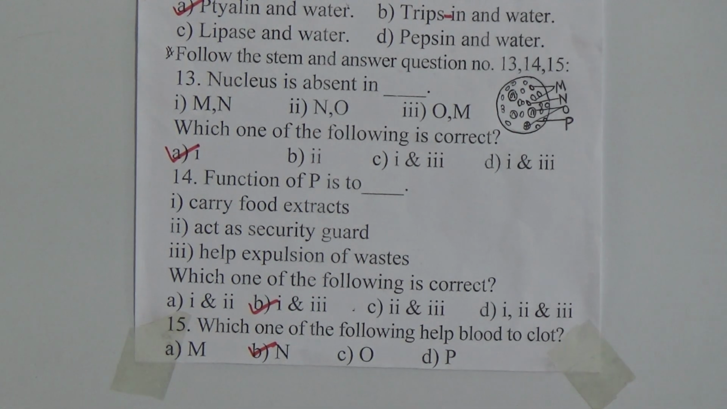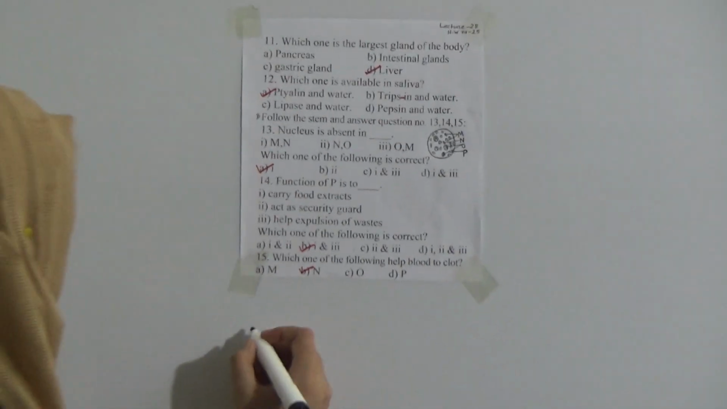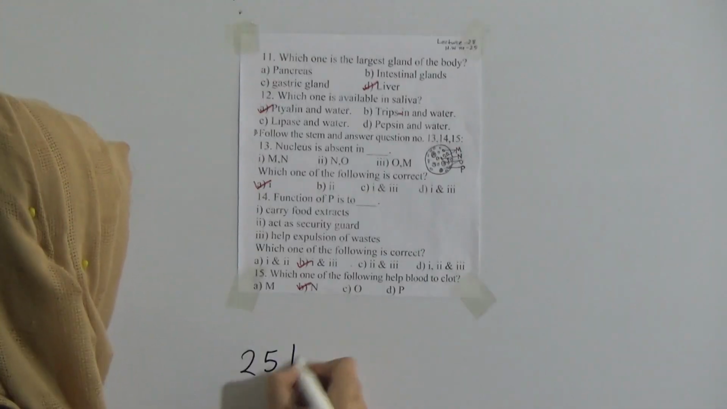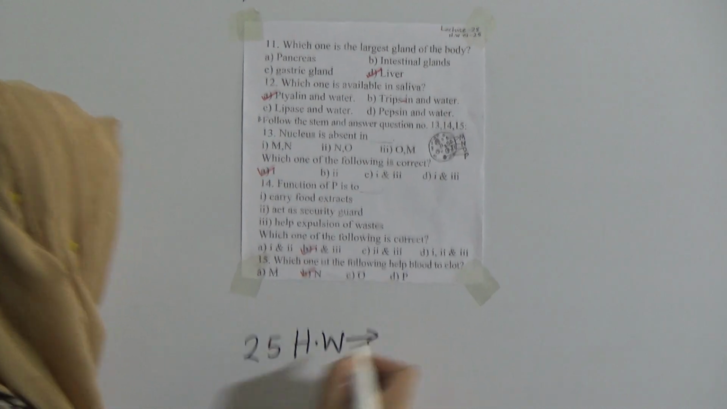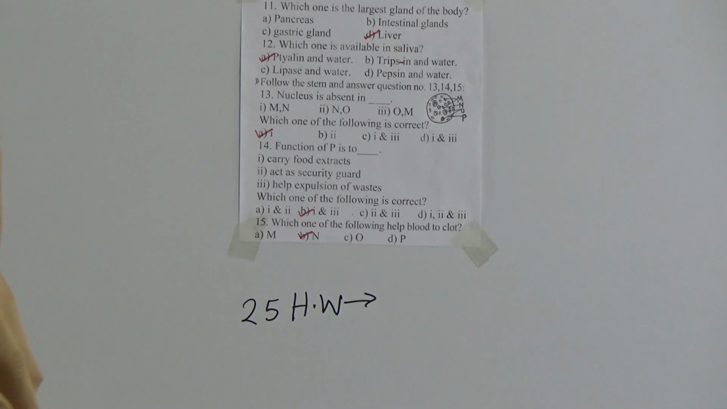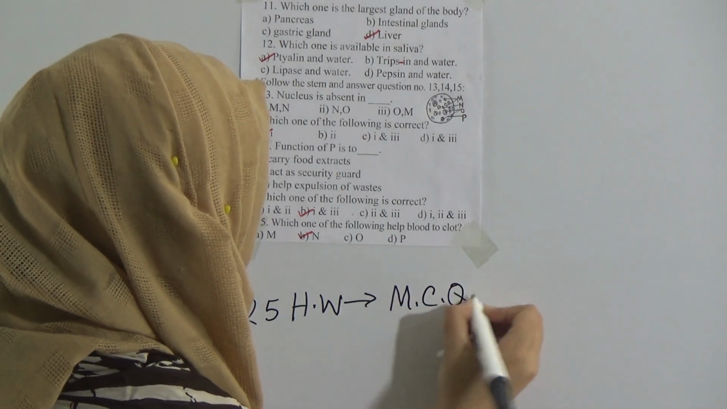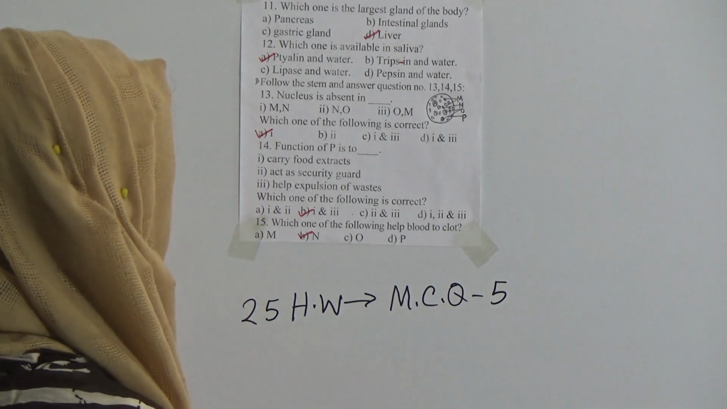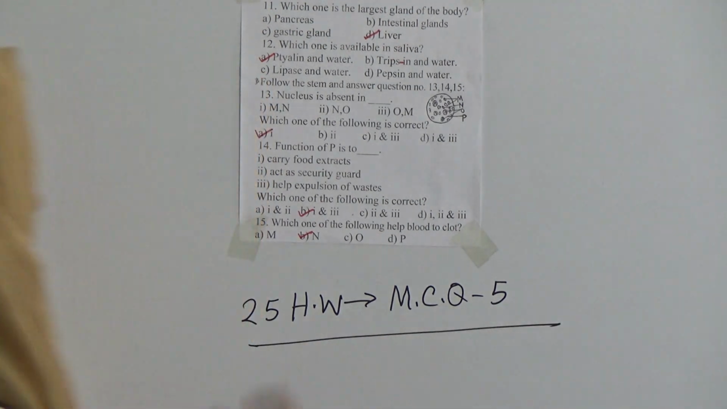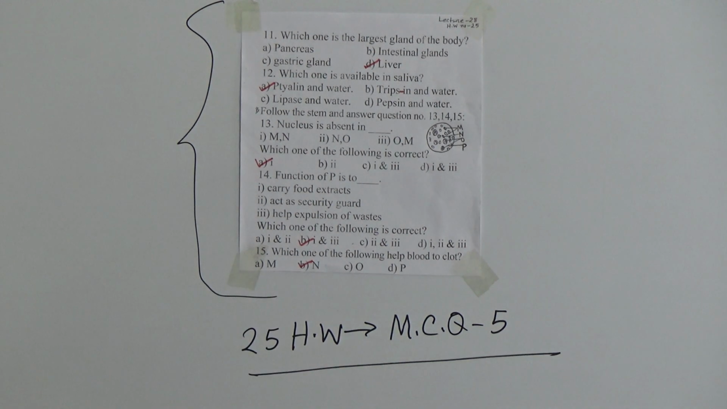So dear student, I have finished my today's topic. Now I will give you SW. Our today's SW is number 25 SW. And your SW will be these 5 MCQ questions and answers. Here are only 5 questions and answers. This is your SW. And remember that when you do your SW, please write down the SW number and submission date.